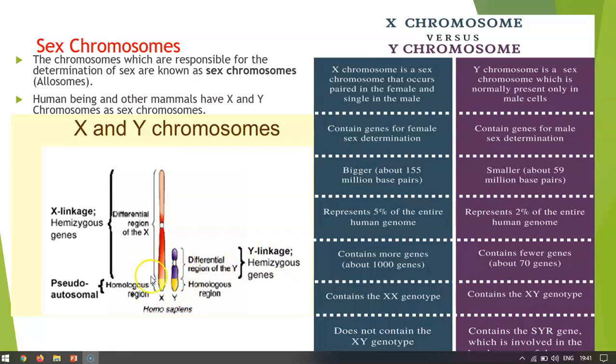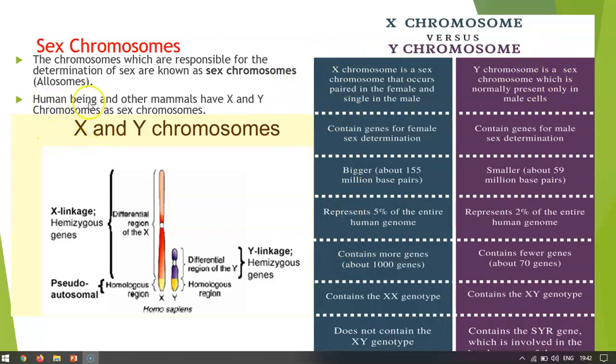Normally, crossing over occurs here in the homologous regions, but these genes that are present here, which are called X-linked genes, are called hemizygous genes. Here, these are also called hemizygous genes. That is, a single copy of a gene is sufficient to determine the trait. I have also put here a distinction between your X and Y chromosomes.